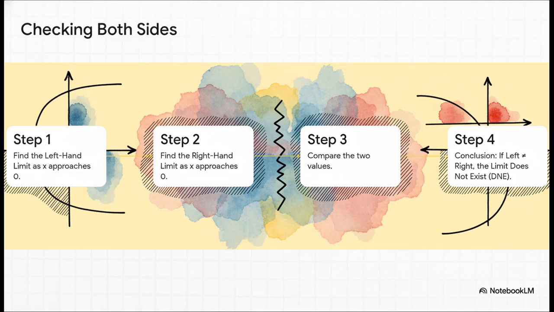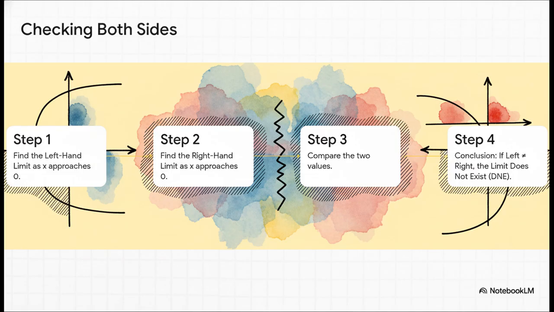This is where that golden rule becomes everything. We have to check both sides. So first, let's come from the left. For values just under 0, the rule is x plus 1. So as x gets closer and closer to 0, x plus 1 gets closer and closer to 1. The left-hand limit is 1.